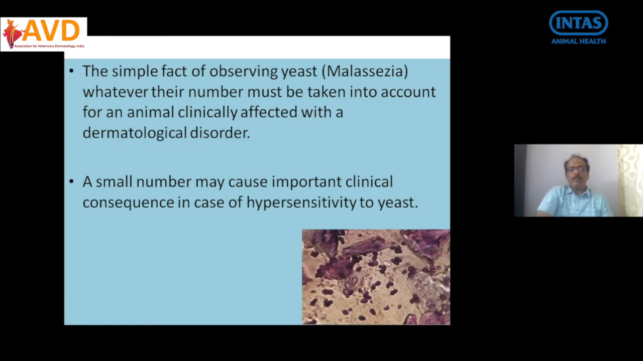And the simple fact of observing Malassezia, whatever their number, must be taken into account for an animal clinically affected with a dermatological disorder. Earlier we were told that we have to count the number of yeasts and other things, but that is for a case where the animal is not suffering from any clinical sign. But textbooks say that if there is a clinical sign, even if the number is not at all important, if the animal is showing clinical signs and you are getting even one organism, then you have to go for a treatment.